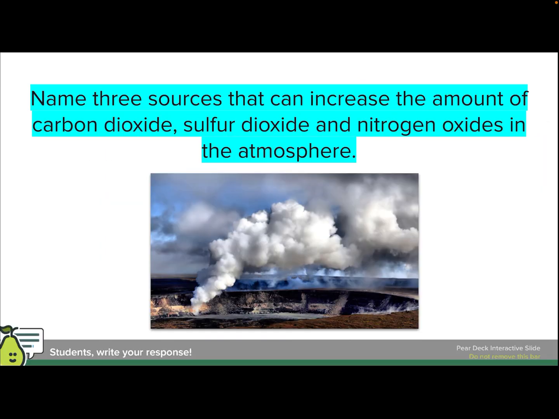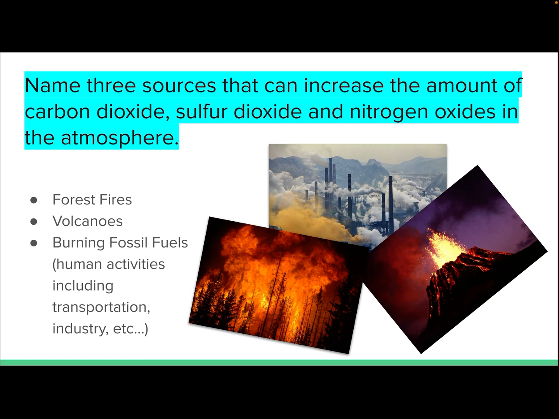Name 3 sources that can increase the amount of carbon dioxide, sulfur dioxide, and nitrogen oxides in the atmosphere. Okay, so think about that. Well, there's forest fires, there's volcanoes, and there's burning fossil fuels, human activities including transportation and industry, etc. So those are 3 sources. Transportation, industry, electrical power production, that's going to increase those carbon dioxide, sulfur dioxide, and nitrogen dioxide in the atmosphere.